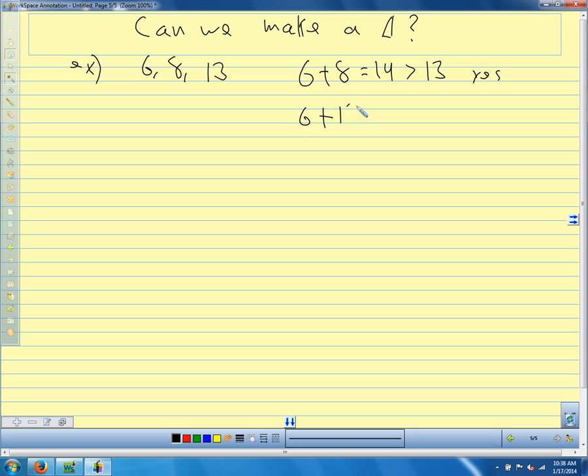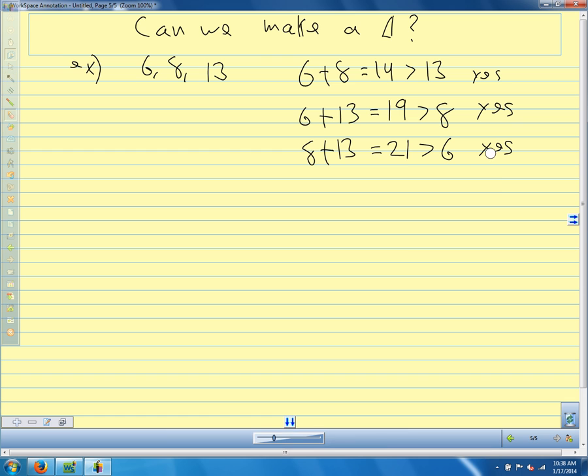6 plus 13 is 19, and that's bigger than 8. And then we do 8 plus 13, 21. That's greater than 6. Yes? So yes, we can make a triangle.